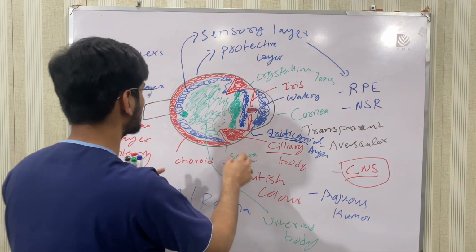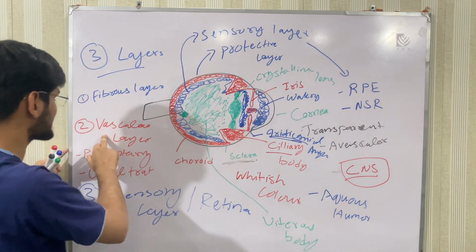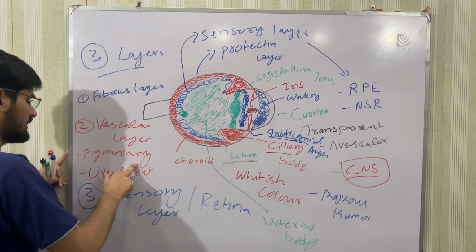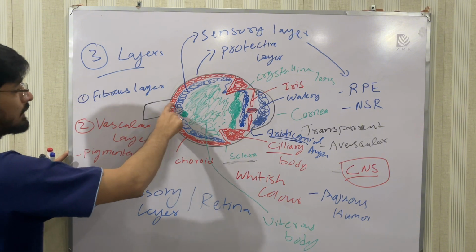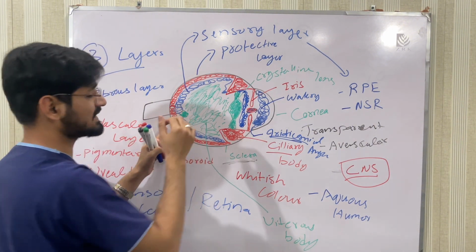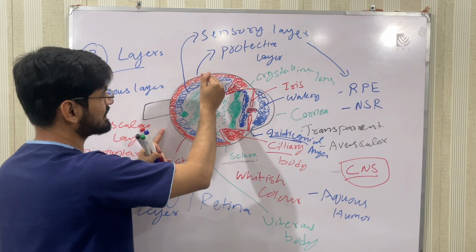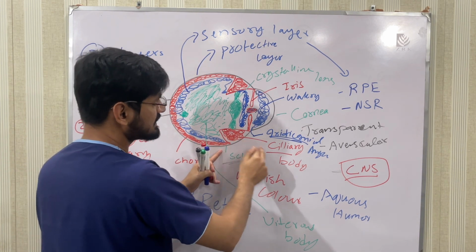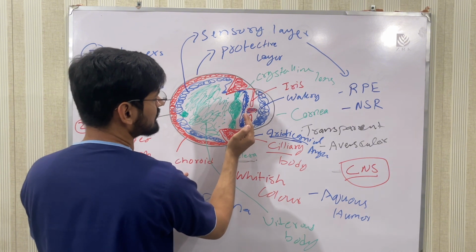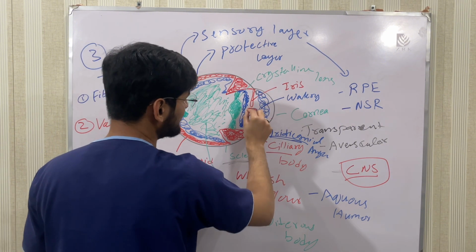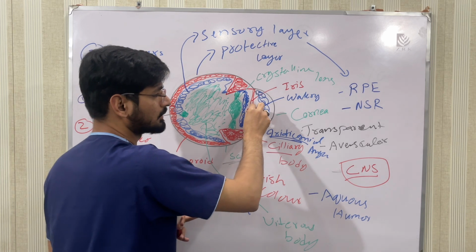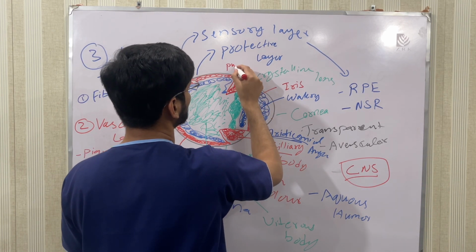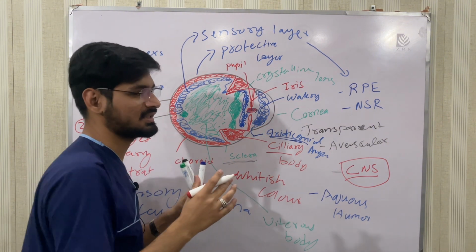The second layer is called the vascular layer, also called the pigmentary layer or uveal tract. The posterior part of this layer is called choroid, this triangular structure is called ciliary body, and this diaphragm like structure is called iris. Between the iris there is a corridor, a space, called pupil. Pupil is nothing, just a corridor.